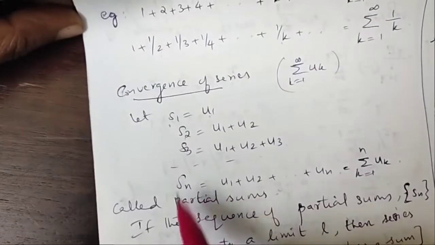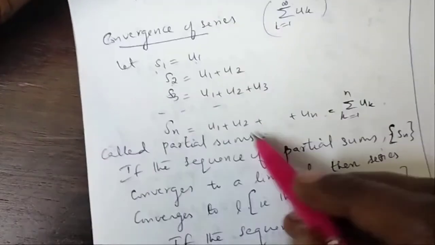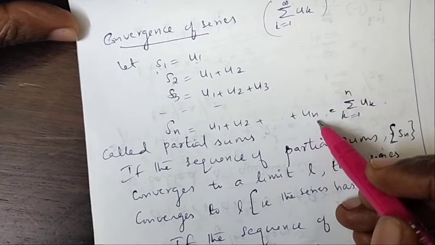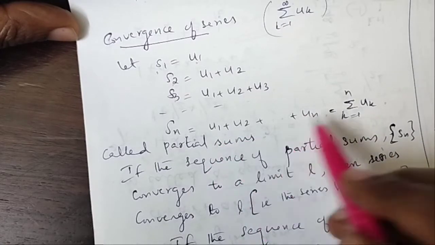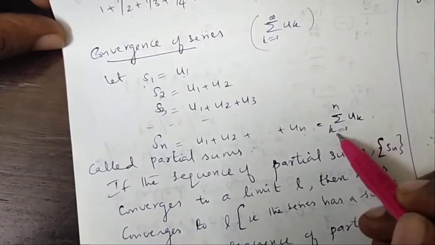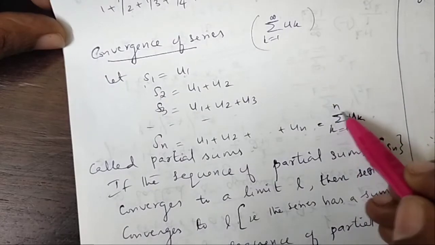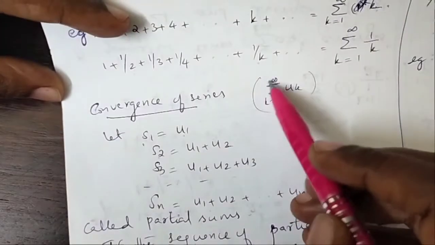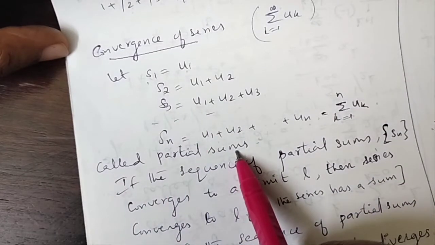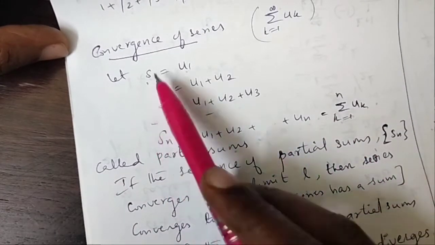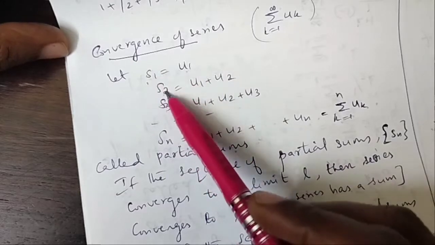So generally, what is Sn? Sn is u1 plus u2 plus etc. up to un. So this is a finite sum of n terms, or it is sigma k from 1 to n uk. This is a finite sum, whereas an infinite series is an infinite sum. Okay. So these sums Sn are called partial sums. Okay. So we get a sequence of partial sums S1, S2, S3, etc.